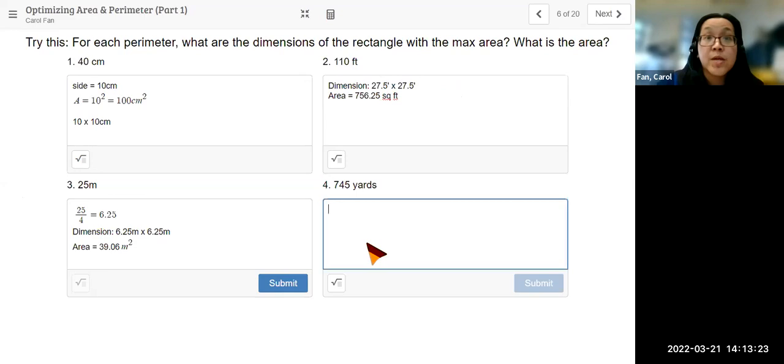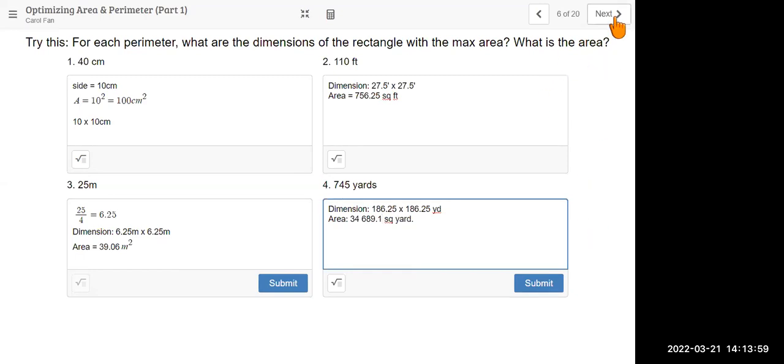And our last one, we have our dimension of 186.25. Okay, I'm going to round it to 1 decimal spot.